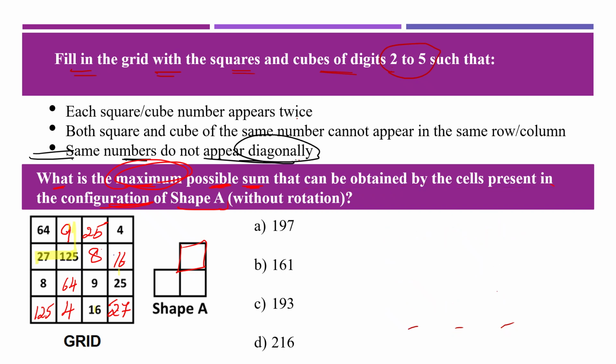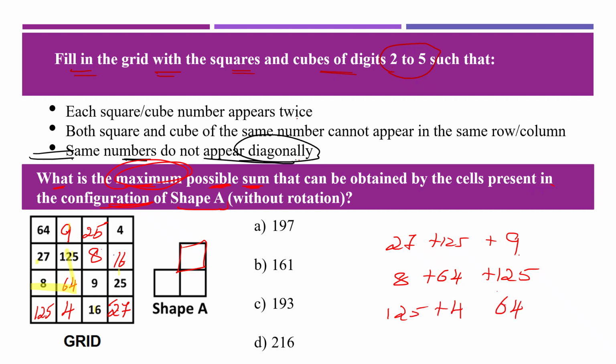In that pattern, what we have is 27, 125, and 9. And here I have 8, 64, 125, 8, 64, 125, 8, 64, 125. Or we can go with 125, 4, 64. That will be the highest because we have 125 with all these 3 combinations.